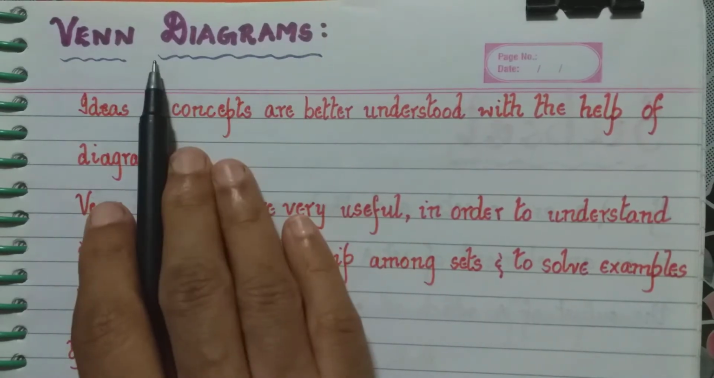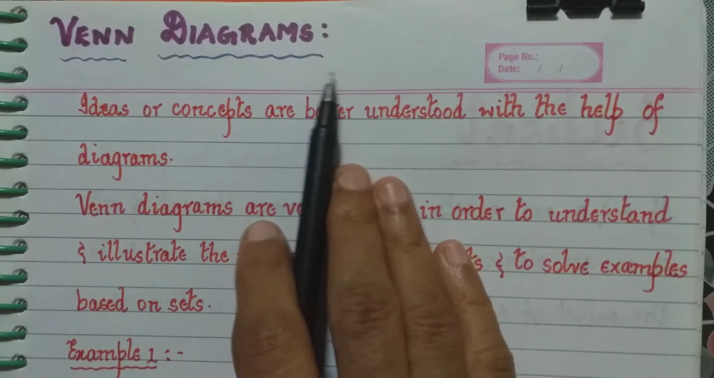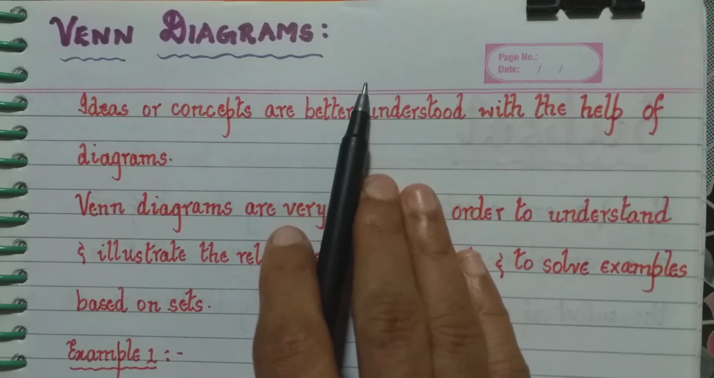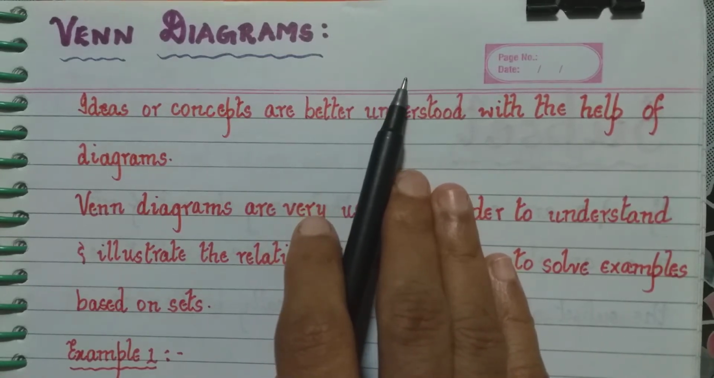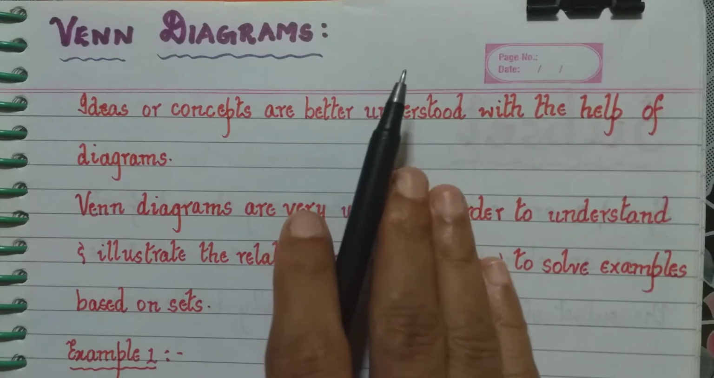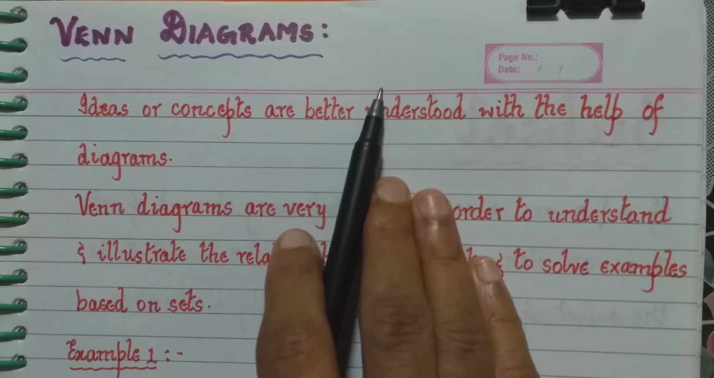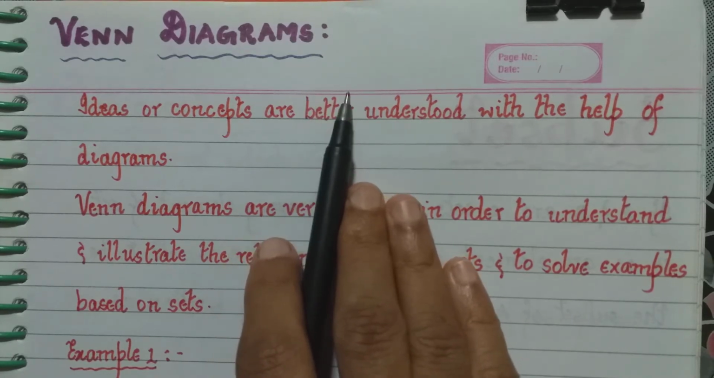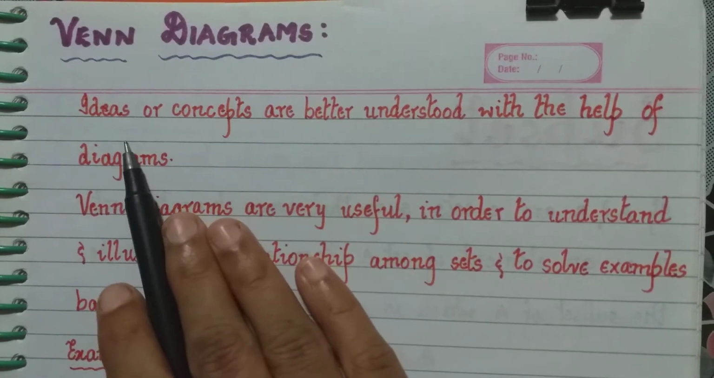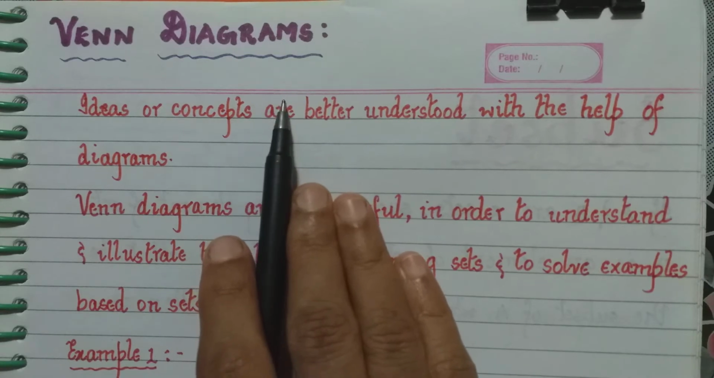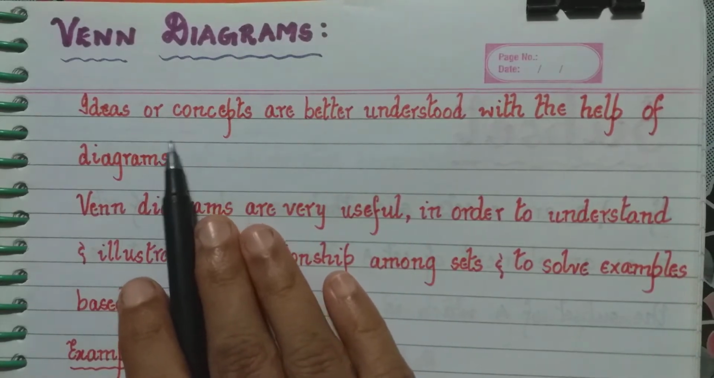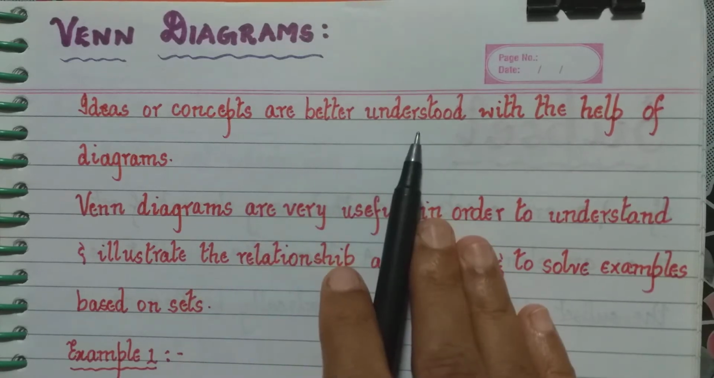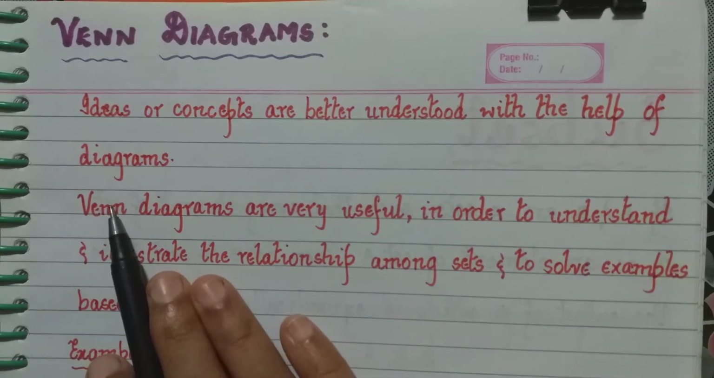Now why are these required? Why can't we have just sets as we have written earlier? We had learned two ways of writing sets, by the listing method as well as by the rule method. But here we are seeing that sets can be represented by diagrams also. So for what are we using these diagrams? That is given here. Ideas or concepts are better understood with the help of diagrams.